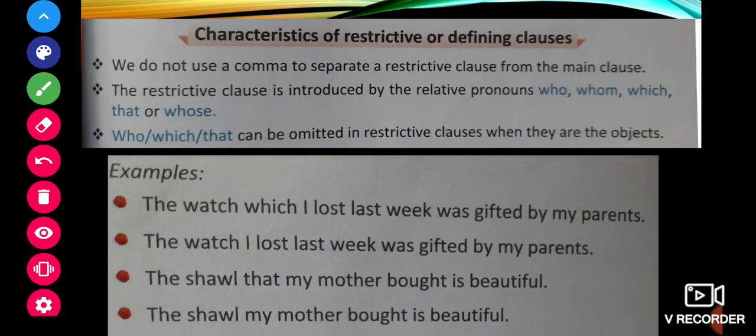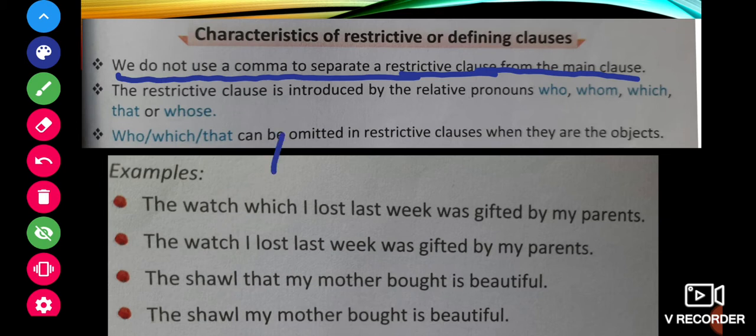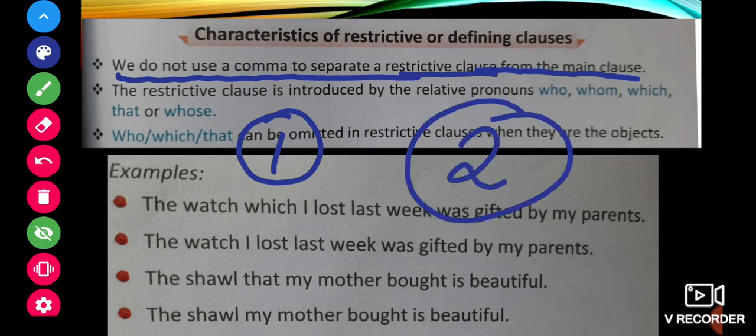Let us move ahead. Let us see what are the characteristics of restrictive or defining clauses. Restrictive clauses are called defining clauses and non-restrictive clauses are called non-defining clauses. We do not use a comma to separate a restrictive clause from the main clause. Now as we have seen in the previous chapter, every sentence has two clauses. The first one is the main clause or the principal clause. The second one is the dependent clause or the subordinate clause.